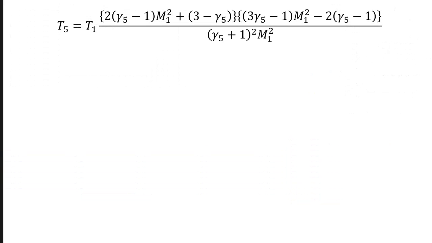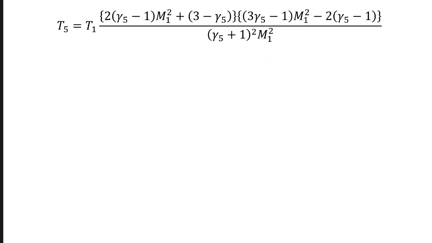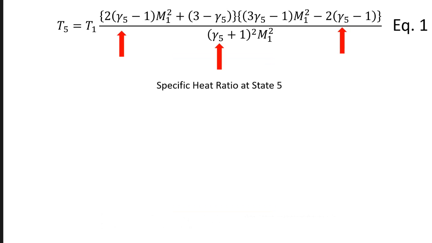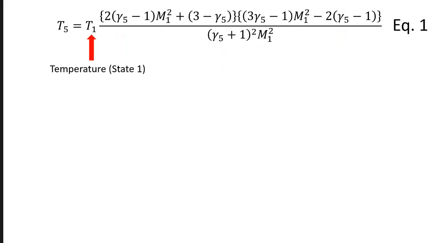This is the typical equation, reworked a bit from equation 2.37 in this textbook, for determining T5 from initial conditions and shock parameters. We'll call this equation 1, where gamma 5 is the specific heat ratio at state 5 conditions, and M1 is the Mach number of the incident shock evaluated at state 1 conditions. T1 is the temperature of state 1 before the incident shock passes through, and that's it. Just those 3 variables.